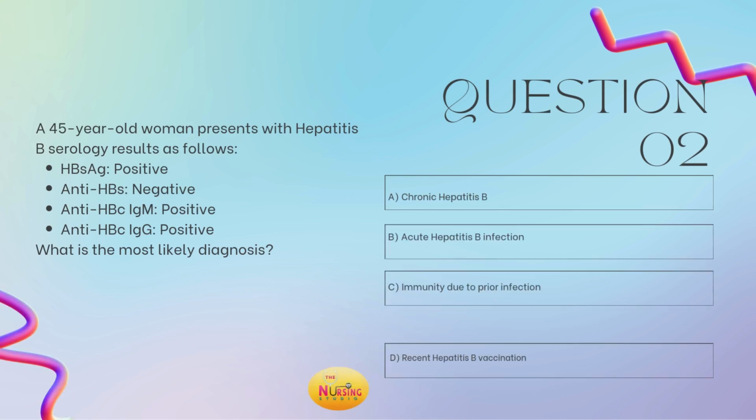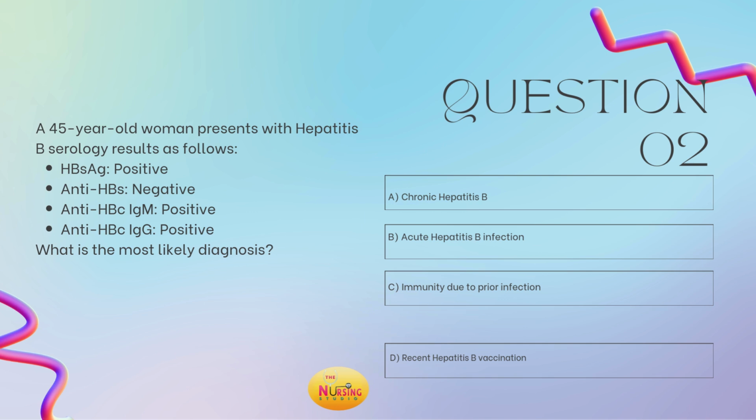Question number two, a 45-year-old woman presents with hepatitis B serology results as follows. The HBsAg is positive, the anti-HBs is negative, the anti-HBc IgM is positive, and the anti-HBc IgG is positive. What is the most likely diagnosis? Is it A, chronic hepatitis B? Is it B, acute hepatitis B infection? Is it C, immunity due to prior infection? Or is it D, recent Hep B vaccination? Take a moment and tell me what you got, y'all.